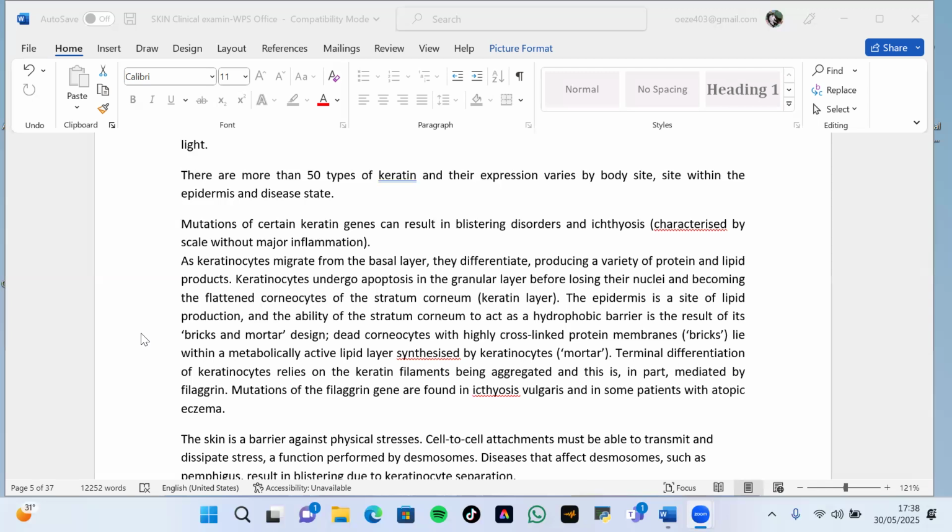The epidermis is a site of lipid production, and the ability of the stratum corneum to act as a hydrophobic barrier is the result of this bricks and mortar design. So what this is trying to explain is that the keratinocyte has a very good responsibility in providing a barrier to the skin.